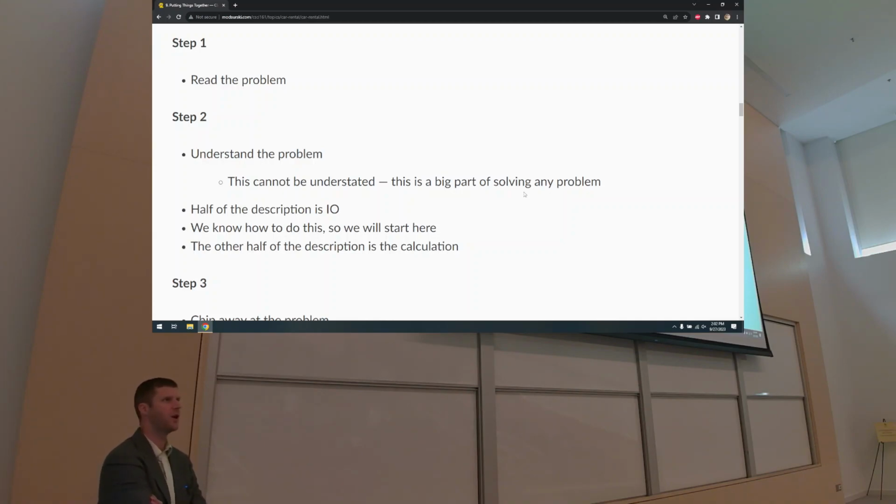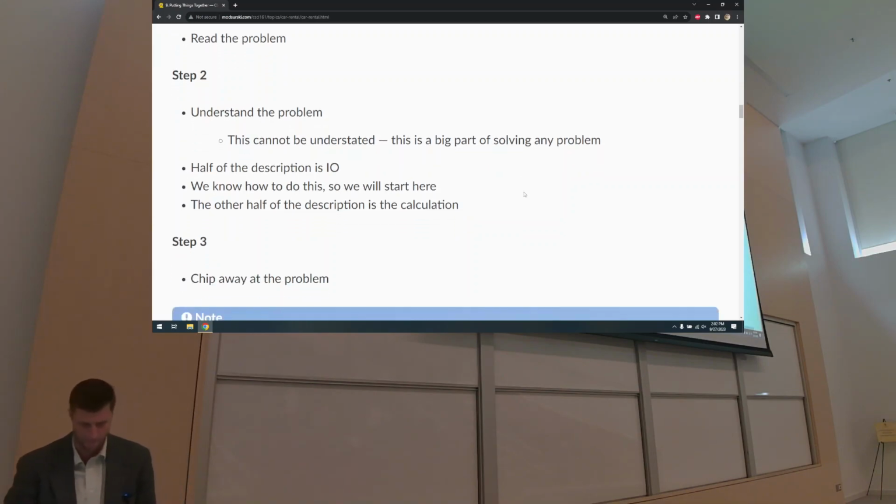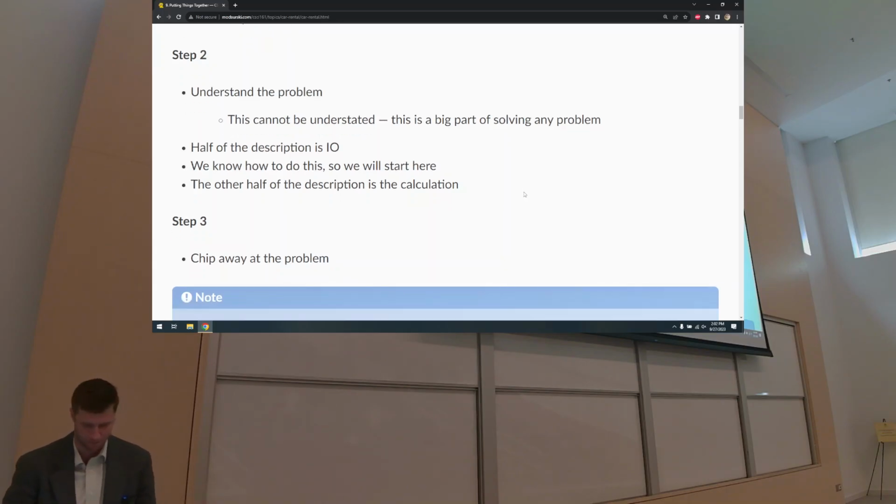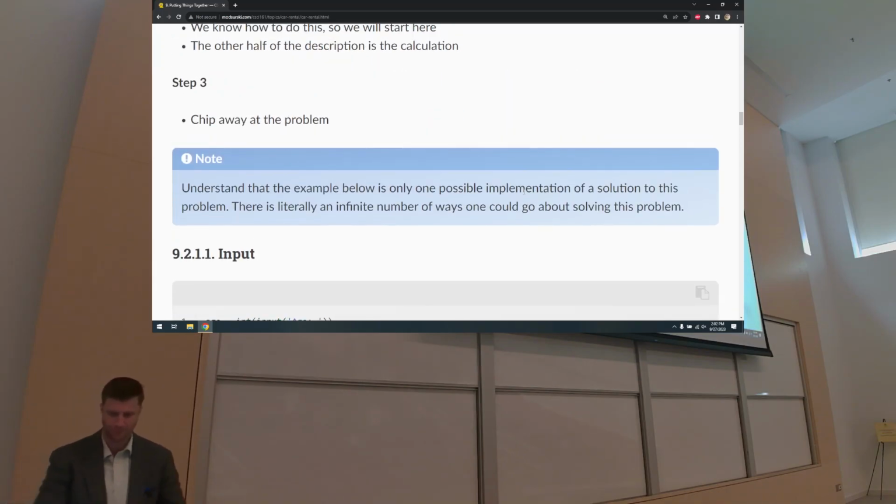I don't think we need a function for this. This could just be at the top level of our code. We can just do some I/O. The other half of the description is just some mathematical calculation. And then step three is, well, we start chipping away at the problem. Take our time, solve one bit at a time, and next thing you know, we're done.